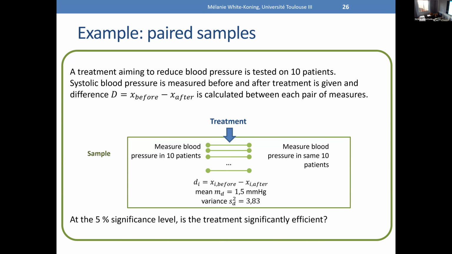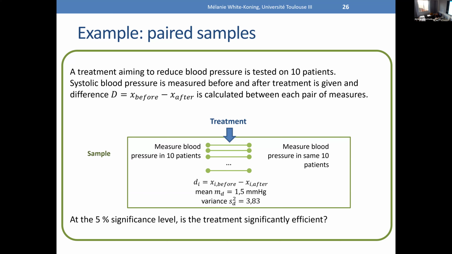So null hypothesis, I haven't changed since the beginning of the lecture, is equal. So you can call it mu for mean. Okay, the mean blood pressure before is equal to the mean blood pressure afterwards. And that's the null hypothesis. And the alternative hypothesis is the treatment is efficient. Now, the treatment is efficient. What does that mean? Mathematically, if the treatment is supposed to reduce the blood pressure, then you would expect the mean before to be greater than the mean after.